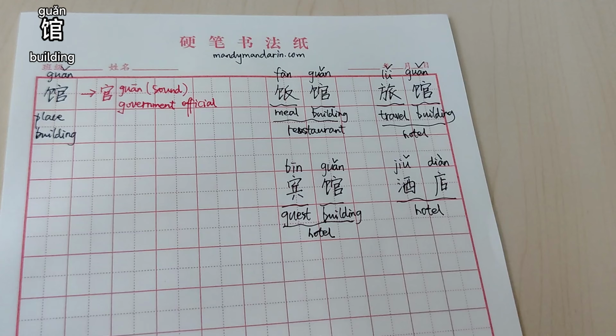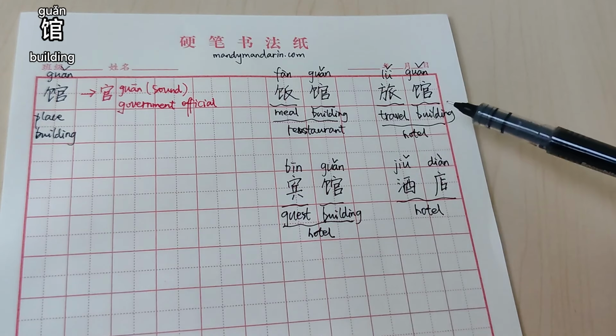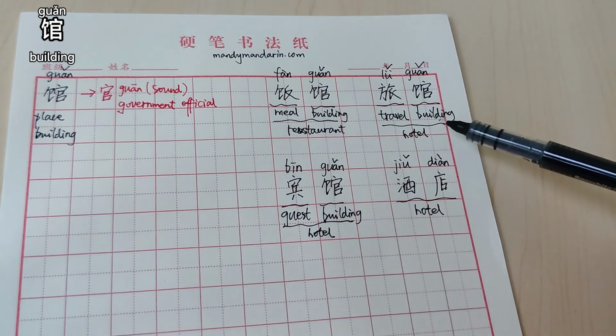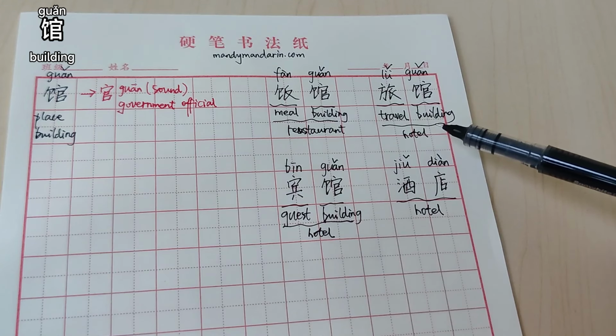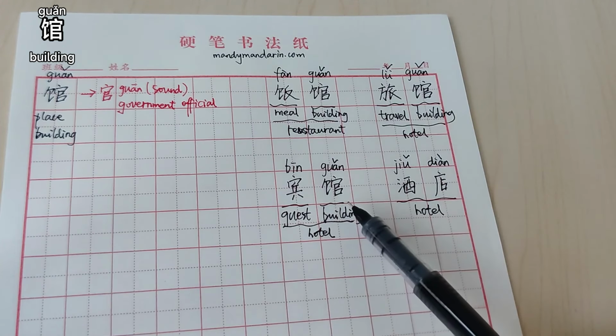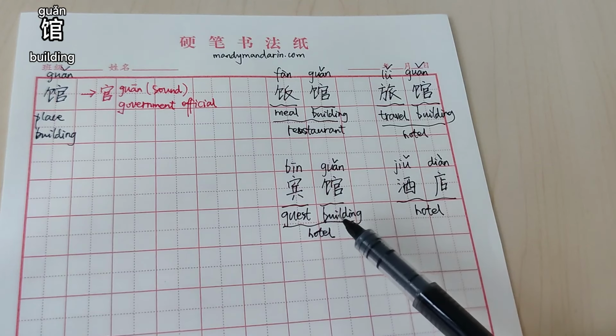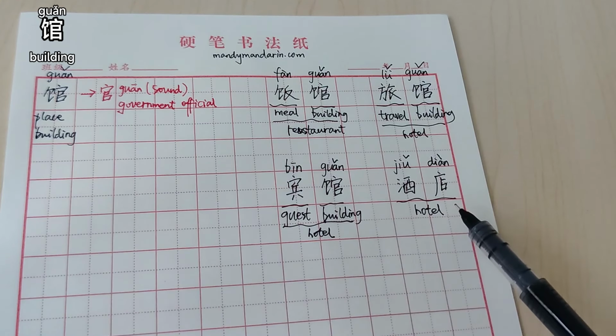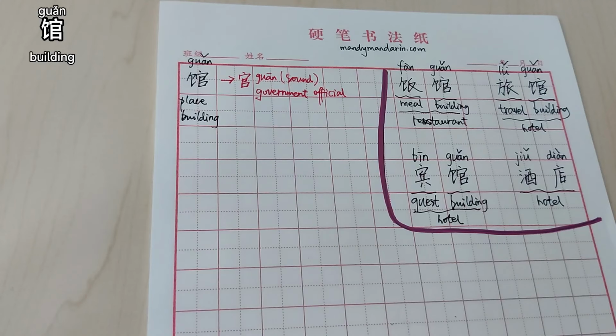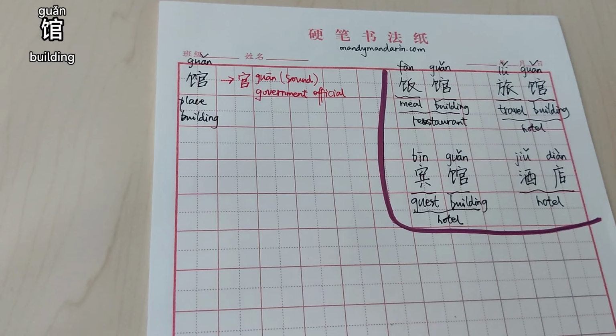But they could be slightly different. Usually, 旅馆 refers to a smaller hotel. It's kind of like a motel. And 宾馆 is also small. And as for 酒店, it usually refers to a big hotel, or a hotel that's prettier or more luxurious. In modern Chinese, 馆 can refer to many more types of buildings, not just buildings that offer you food and accommodation.